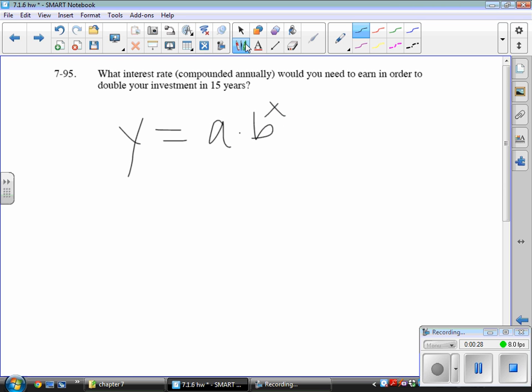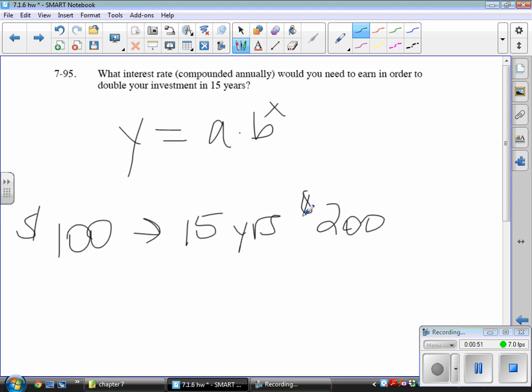Okay? So we know that the a is the starting value, b is the multiplier, and I'm going to plug in x for my years and y is the output. So the best way to solve this problem is to actually plug in numbers. So let's say I have a $100 investment, and I want to know after 15 years, I want it to be $200. So I want to figure out what multiplier does it have to be to work.